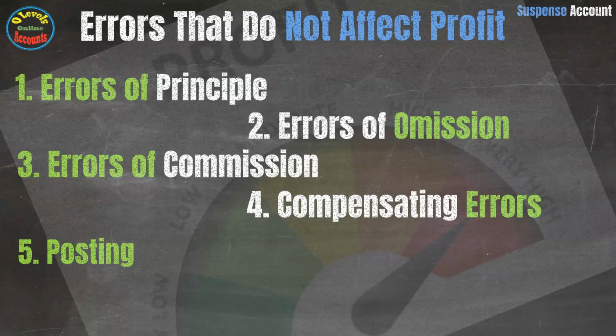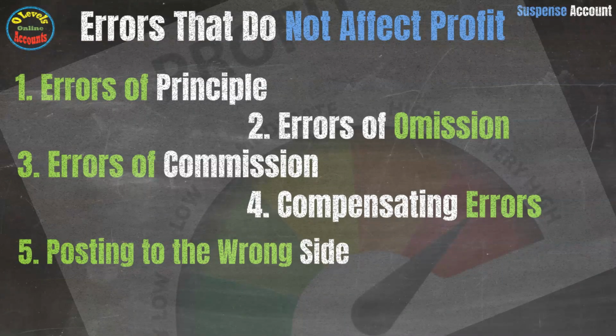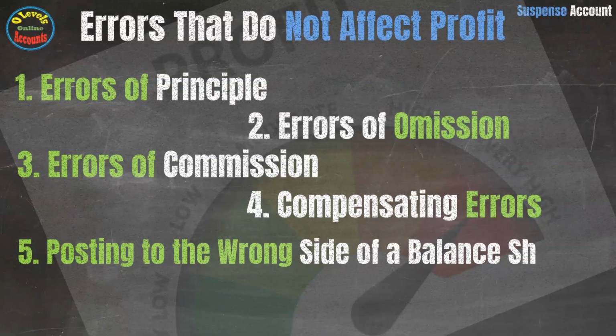Number 5, errors in posting to the wrong side of accounts. These happen when an entry is posted to the wrong side of a balance sheet account. If the error affects only asset or liability accounts and does not involve revenue or expenses, profit will remain unaffected.